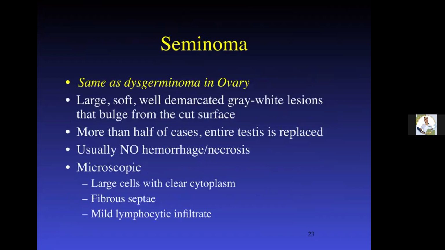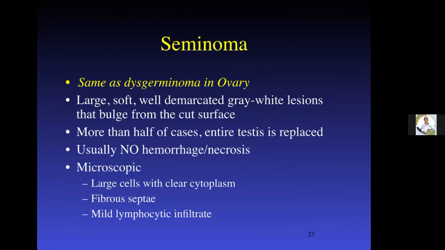So seminoma has a counterpart in the ovary, and you call it dysgerminoma in the ovary. In other areas of the body, you can also see this, and you call that only germinoma. So these seminomas are large, soft, well-demarcated gray-white lesions that bulge from the cut surface. So that is the gross appearance of the testis with a seminoma.